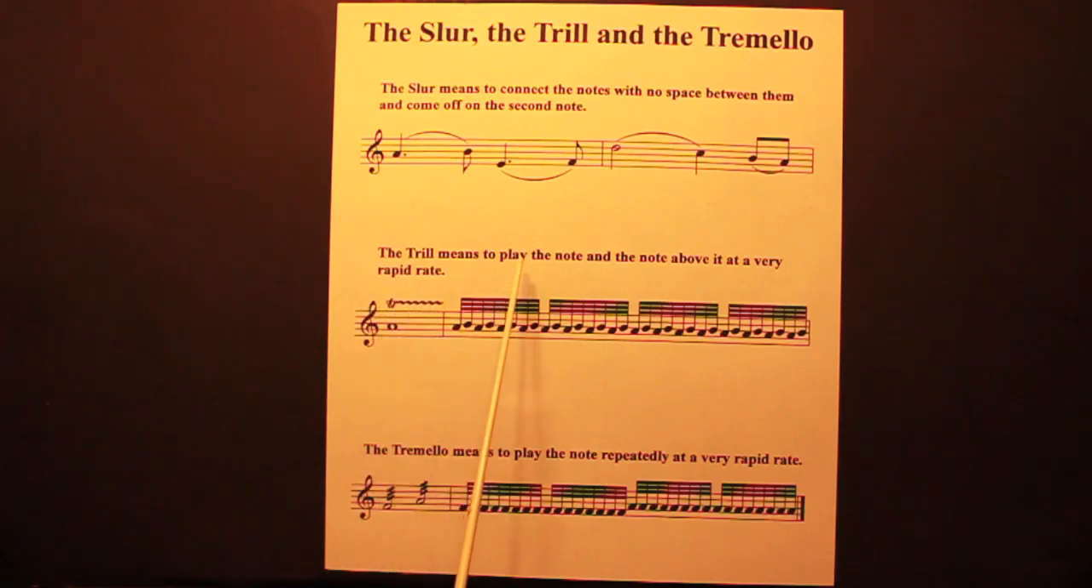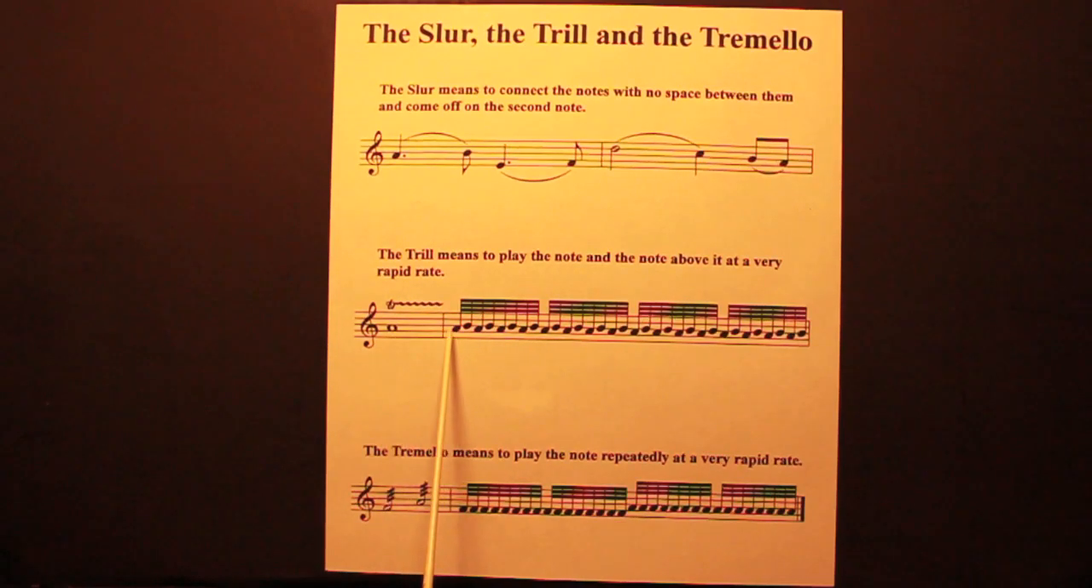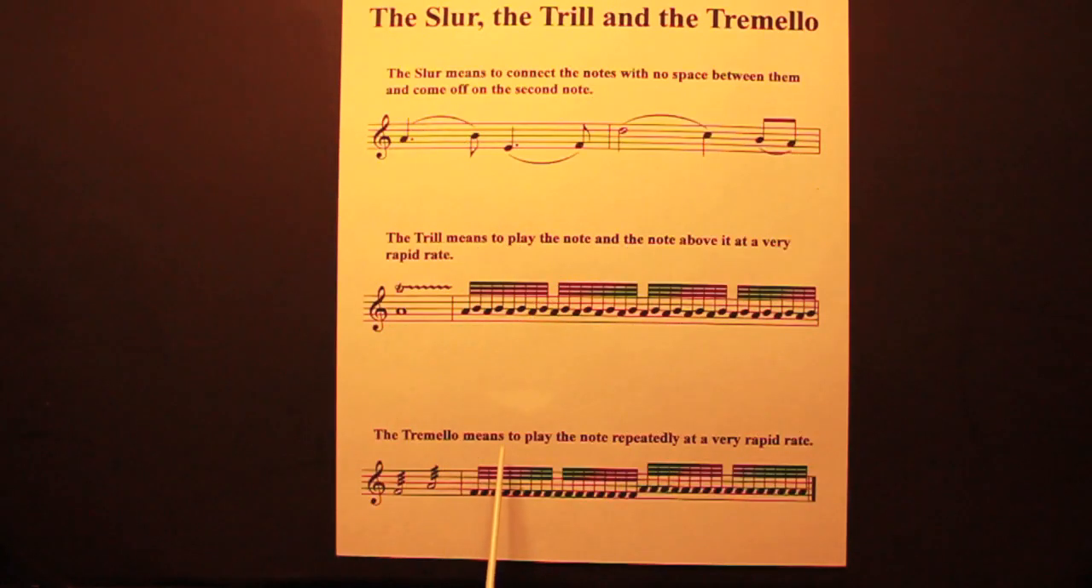The trill means to play the note and the note above it at a very rapid rate. So here's A. You would be playing A, B, A, B, A, B very quickly. The tremolo means to play the note repeatedly at a very rapid rate. So here you've got F, and you play it at 32nd note values. And here you've got A, and you play it at 32nd note values.